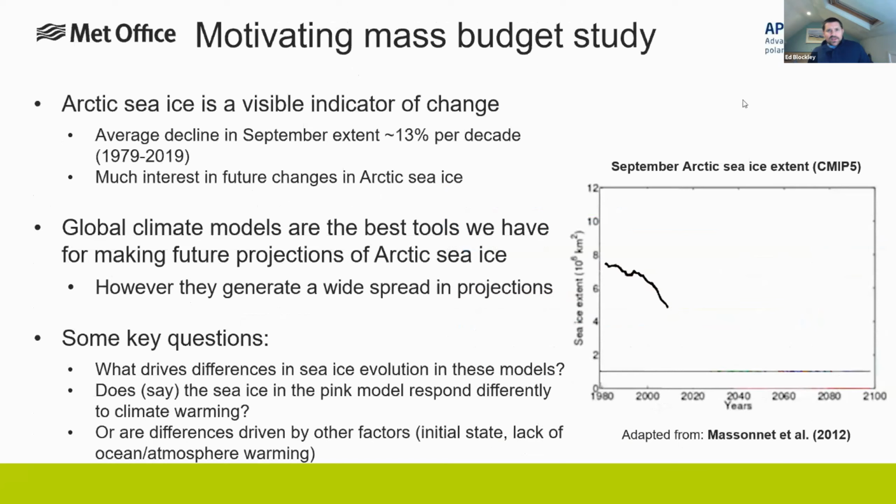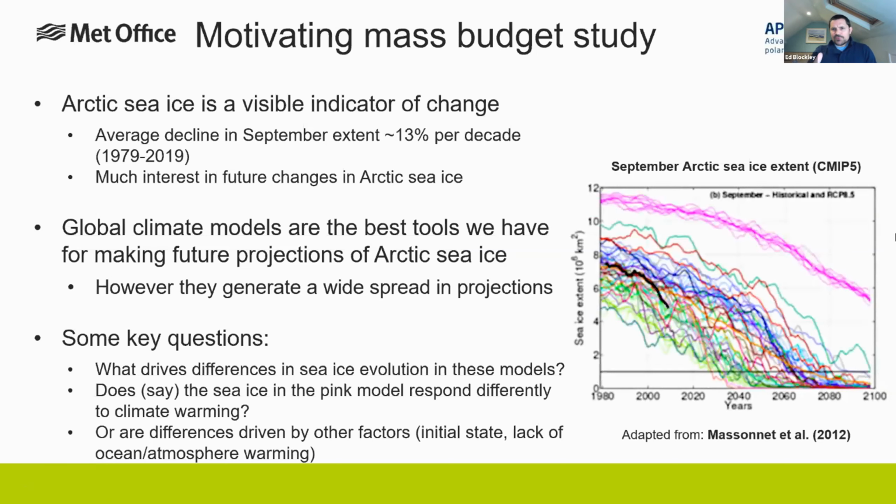So to motivate the study of mass budgets, this plot on the right I've adapted from Francois Massonnet's paper, just to show that sea ice is declining quite rapidly over the last four decades, as we all know. But the model spread there is quite big, as Alex mentioned in her talk, and this is actually SIMIP 5, but the same, of course, is true for SIMIP 6.